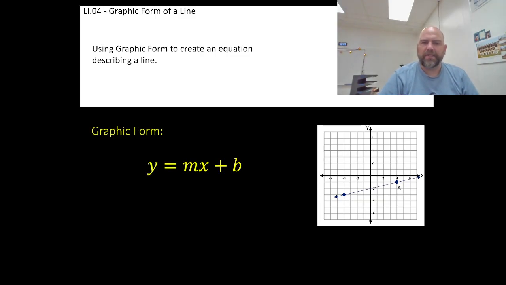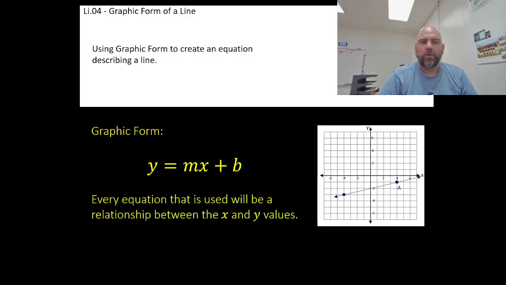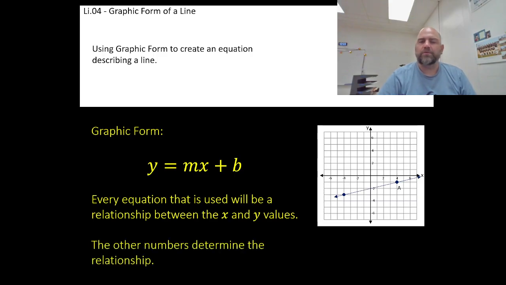y equals mx plus b, where we're figuring out the relationship between the x and the y values. Every linear equation describes the relationship between the x and the y value. How is the x value affecting the y value, or how does the y value affect the x value? It's those other numbers, in this case the m and the b, which determine how that relationship works.